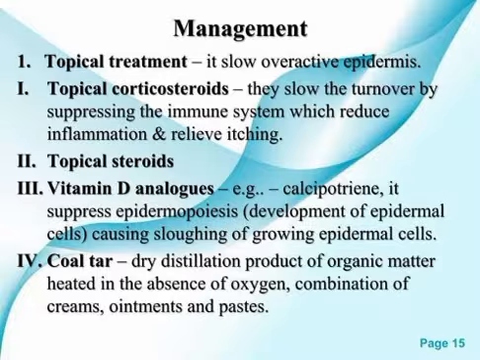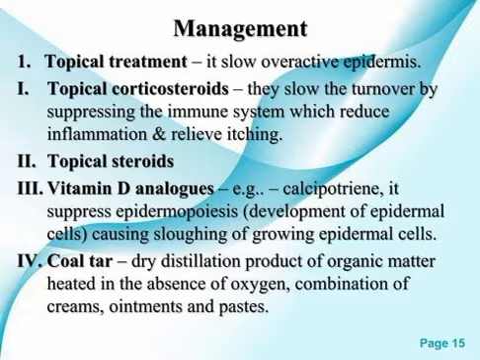Next is the vitamin D analogs. Calcipotriene suppresses epidermopoiesis, the development of epidermal cells. So it causes the sloughing of growing epidermal cells. So vitamin D analogs are used to regulate the epidermal cells, and they also reduce the sloughing of growing epidermal cells. Next will be the coal tar.